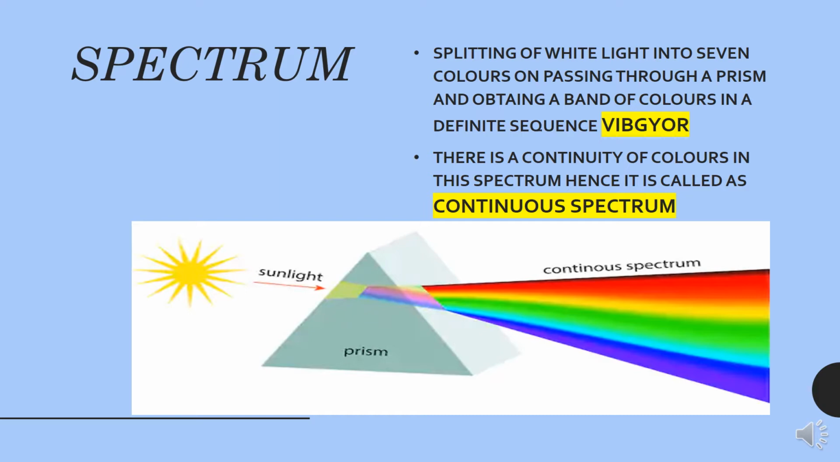एक दूसरे में merge हुए हैं, continuity है colors की. तो this kind of spectrum in which there is a continuity of colors is called a continuous spectrum. तो white light या किसी भी source से जो white light हमें obtain होती है, whether it is the sun or some other artificially made sources, they all give this kind of continuous spectrum. And in this spectrum, a definite band of 7 colors in the sequence of VIBGYOR is obtained.